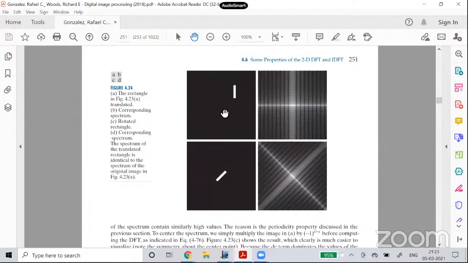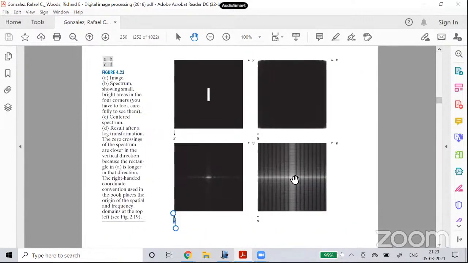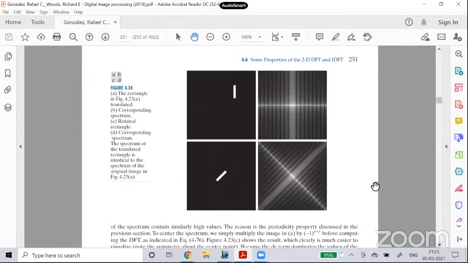Now this rectangle is translated from somewhere to here. But the spectrum has not changed. If you compare this spectrum with the earlier one, the spectrum is the same. The position of the rectangle has changed. So that is what this is saying, that translation has no effect on the magnitude of the spectrum. Whereas rotation: if the angle is rotated by some angle, the spectrum rotates by the same angle. That is what this figure demonstrates.